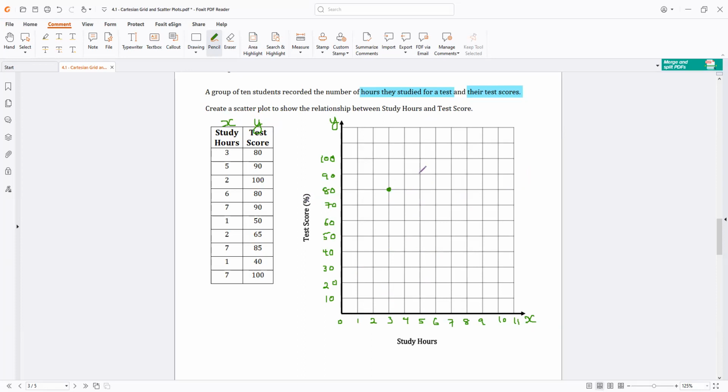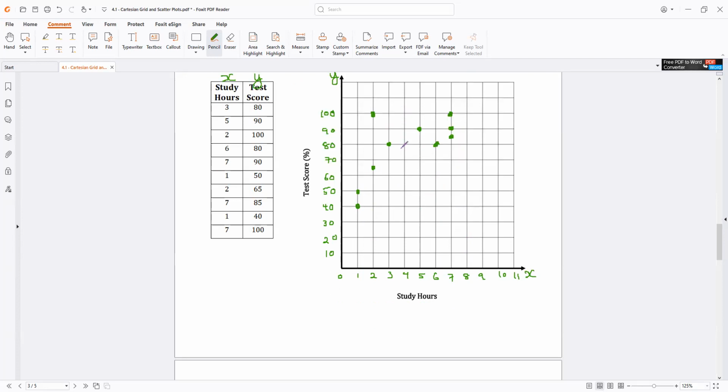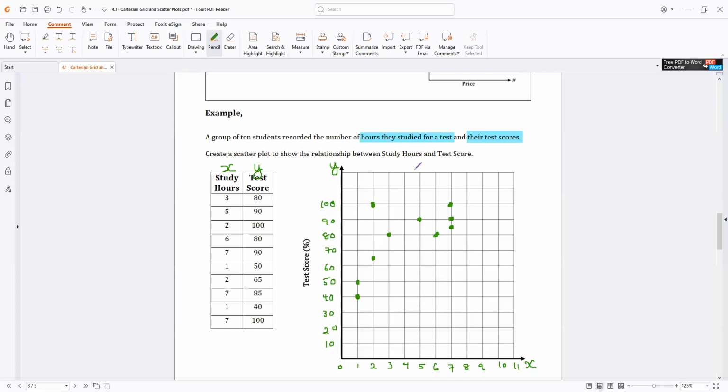3. 19, 6. Okay, if you're doing this correctly, I also need a title. Something that you will probably do in science for sure is have a title. So I'm going to say test scores versus hours studied.